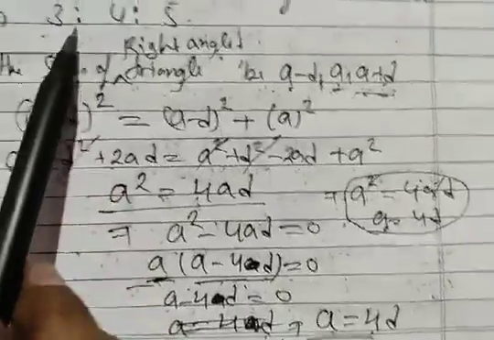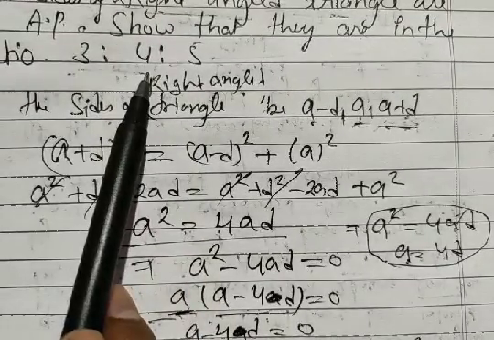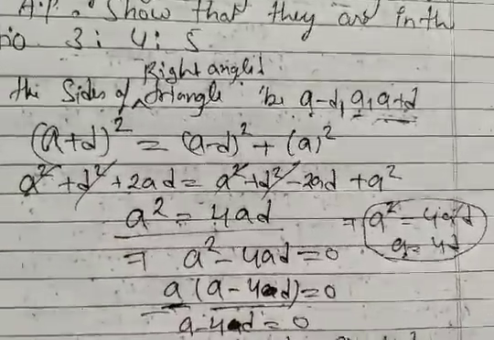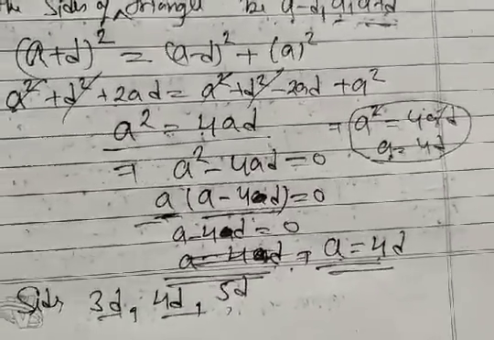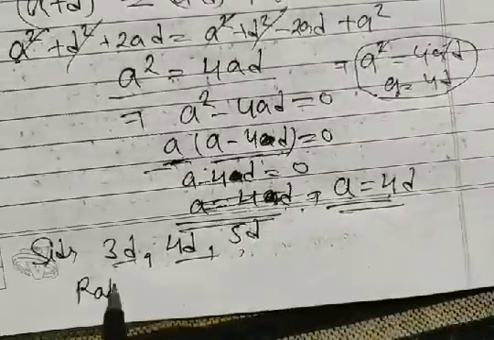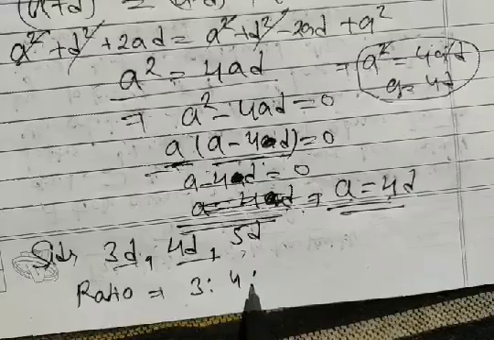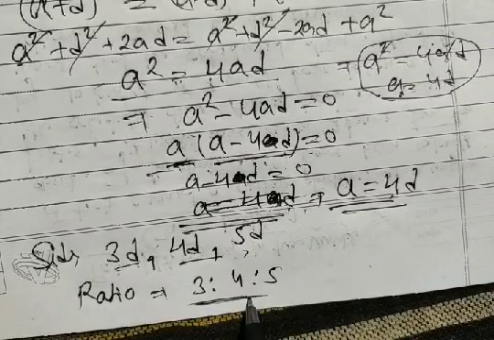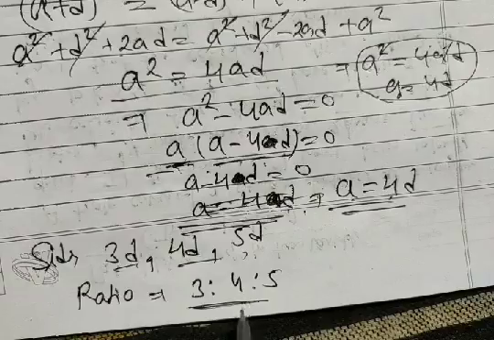Now, as the problem asks, we have to prove that the ratio is 3 is to 4 is to 5. Obviously the sides are 3d, 4d and 5d, so the ratio of the sides is 3 is to 4 is to 5, which is our required result here.